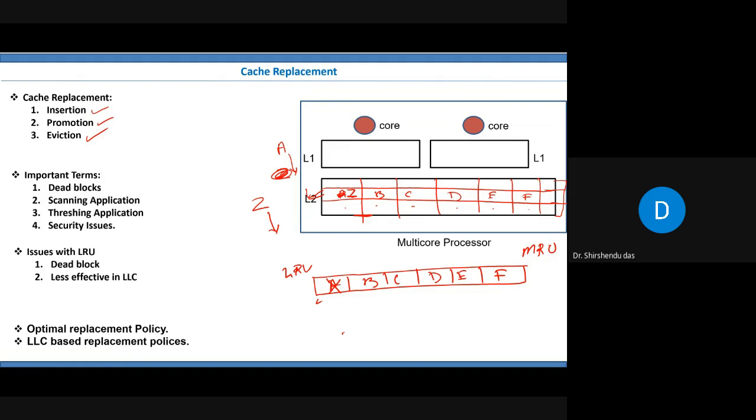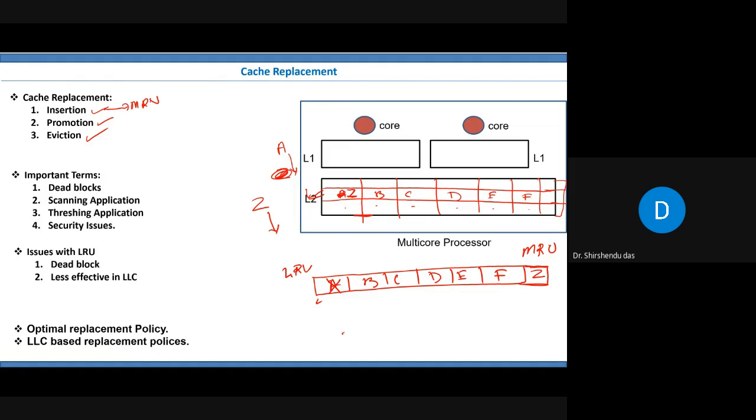So in LRU, the insertion policy says place it in the MRU position. So Z will be placed here in the MRU position. See the difference: in the actual set, it was placed by replacing A, but here we place it in the MRU position according to the insertion policy.